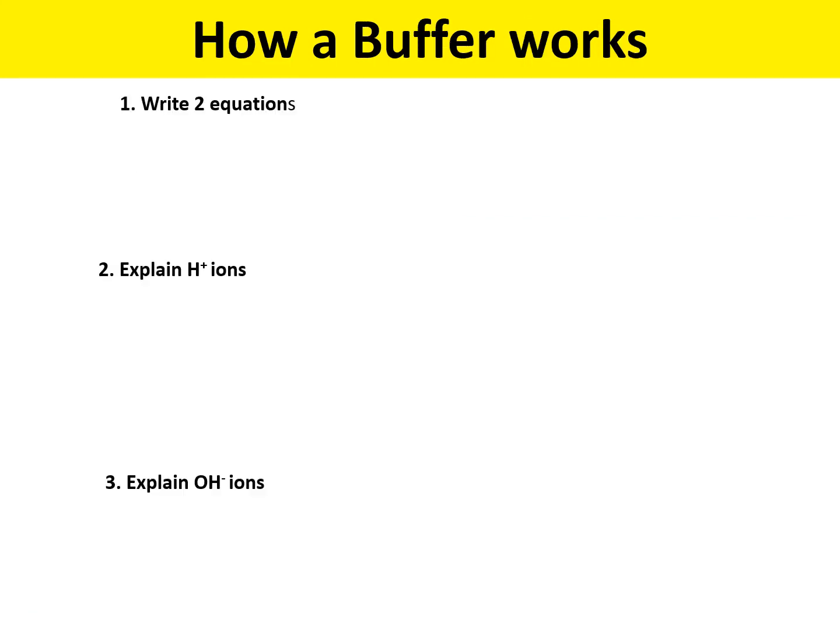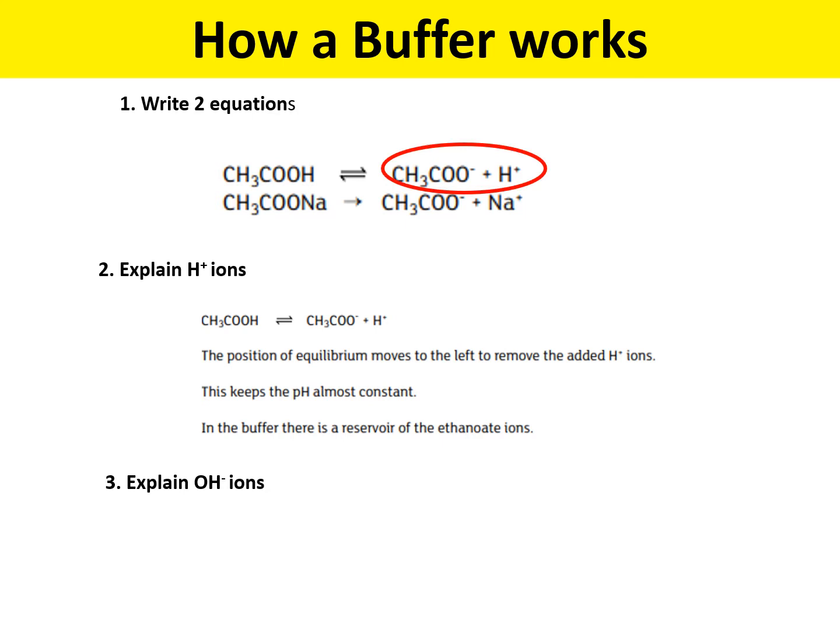How does a buffer work? First of all, write the two equations that we have already met. When we add H plus ions, the H plus ions react with the ethanoate ions which have been produced by the conjugate base, and this pushes the position of equilibrium to move to the left and the H plus ions have been removed. This keeps the pH almost constant.